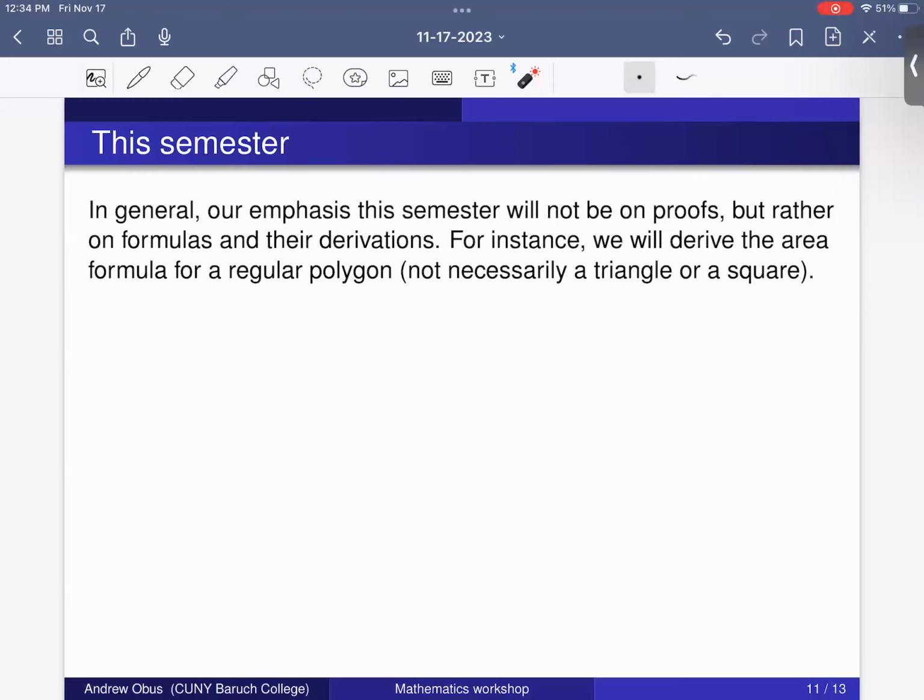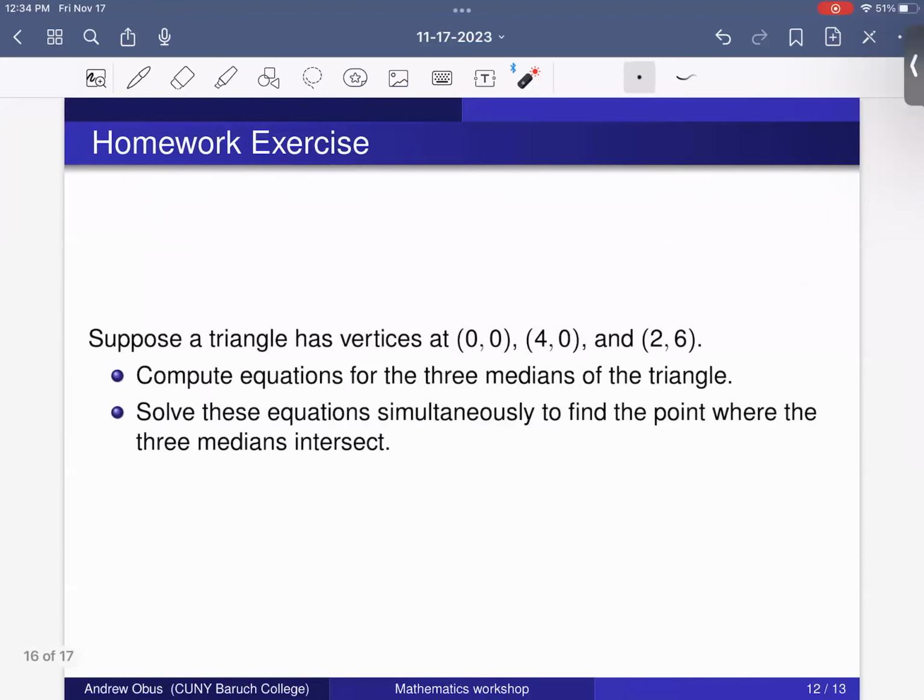Okay, so that's going to be what we'll do for the next 2 months, basically, in this course. And yeah, so just one homework exercise. This is going to be from the analytic perspective, not the synthetic perspective.